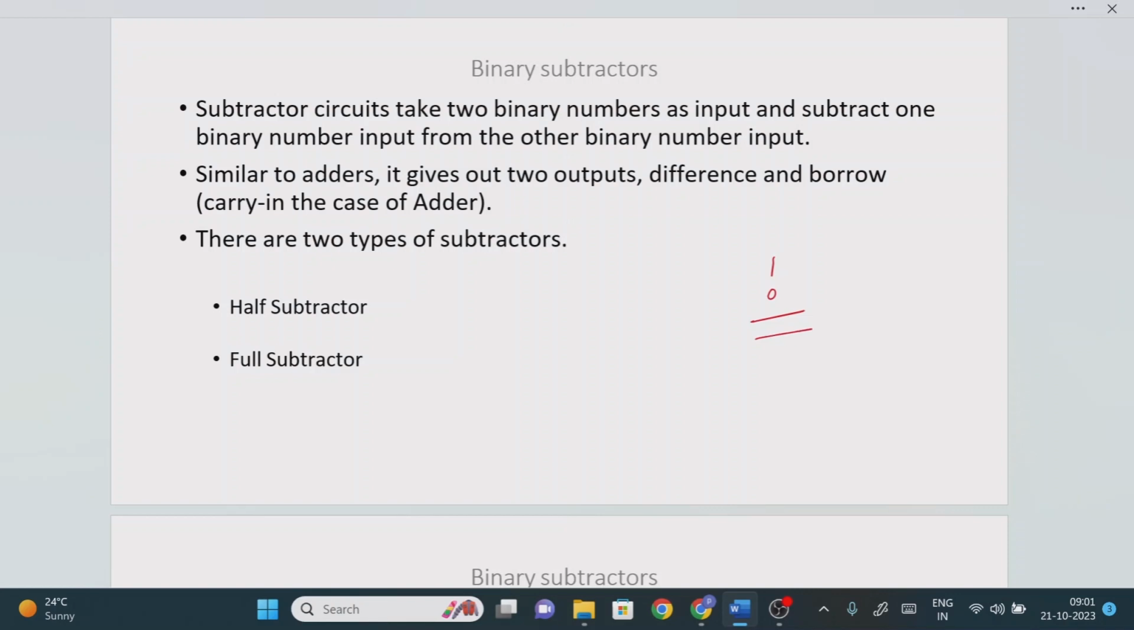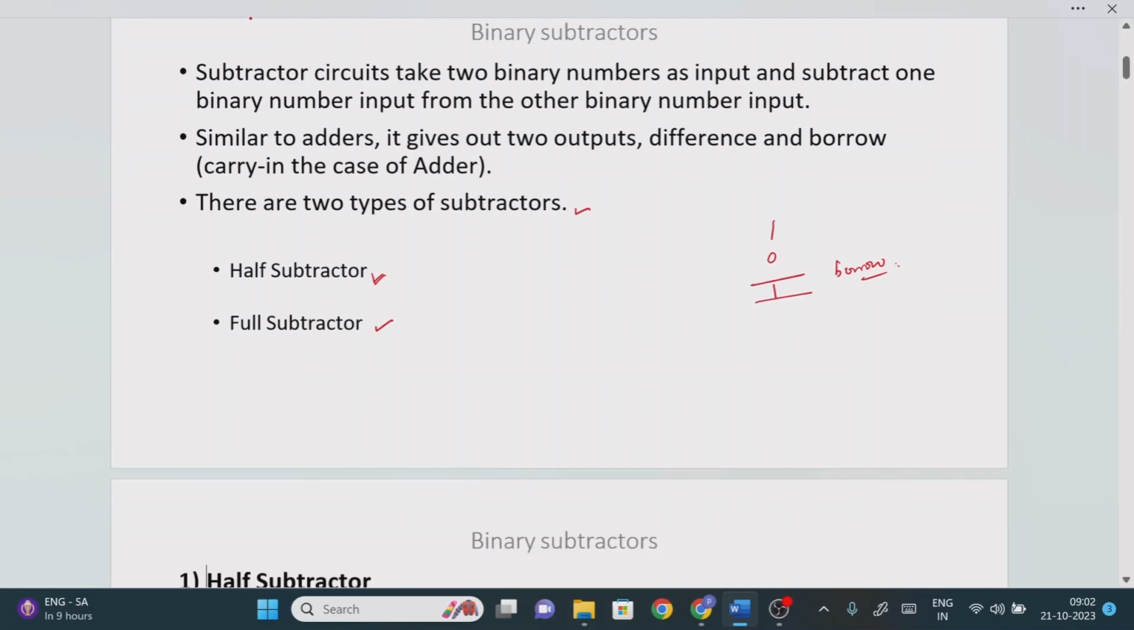In the case of a subtractor, the two outputs are the difference value and, if any, the borrow that will be produced. The minimum number of inputs required for subtraction is two bits. The classification of the subtractor is the half subtractor and the full subtractor. First we will design the half subtractor. Once it is completed, then we will design the full subtractor operation.